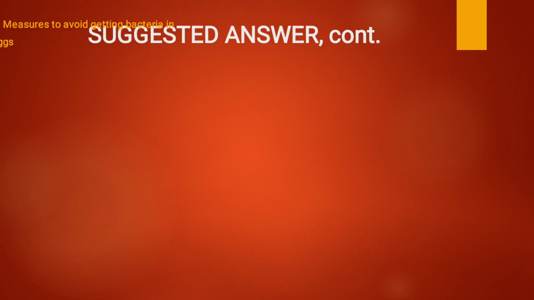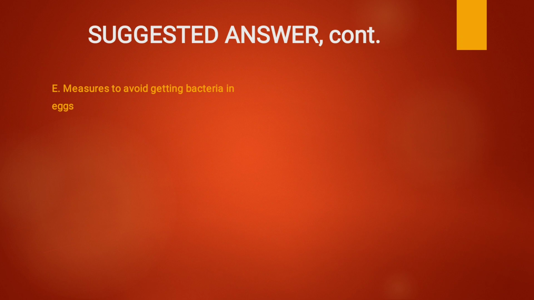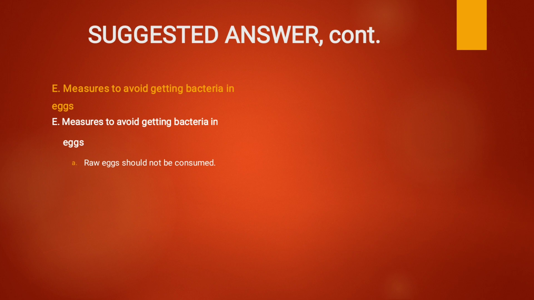Now quickly, let us look at the final part, which is paragraph 5. It speaks about measures to avoid getting bacteria in eggs. A says that raw eggs should not be consumed. So this is the first major supporting sentence to the fifth topic sentence. Raw eggs should not be consumed.